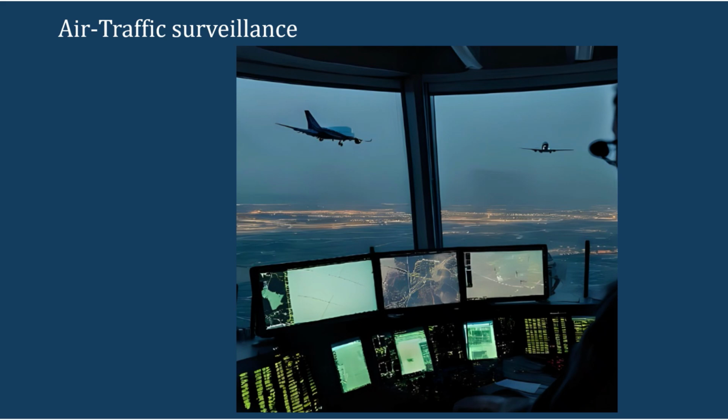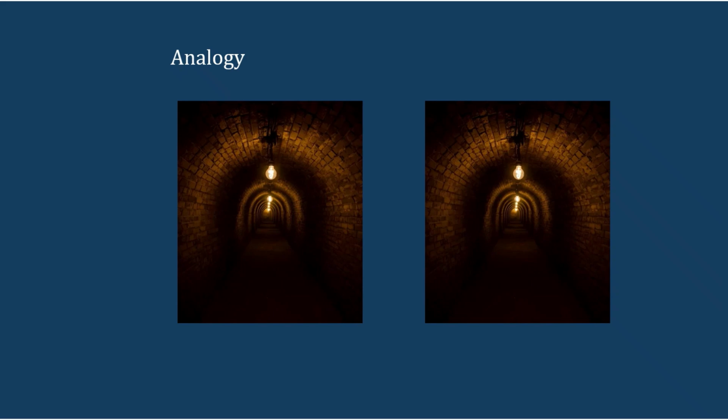In air traffic surveillance, there are two types of radar based on their working. They are primary surveillance radar and secondary surveillance radar. So let's explore what is meant by these types of radars. Let's start with an analogy.